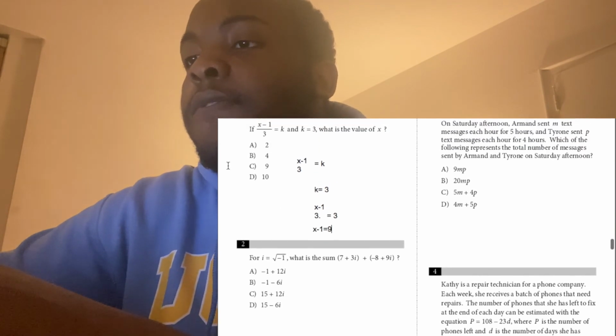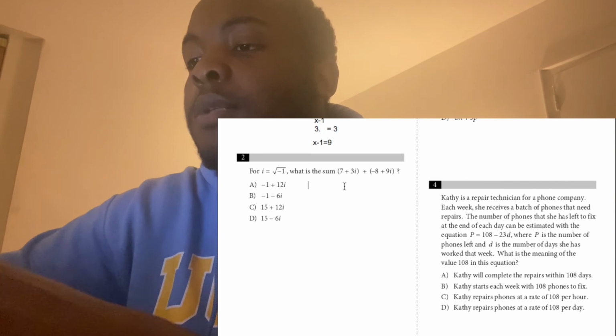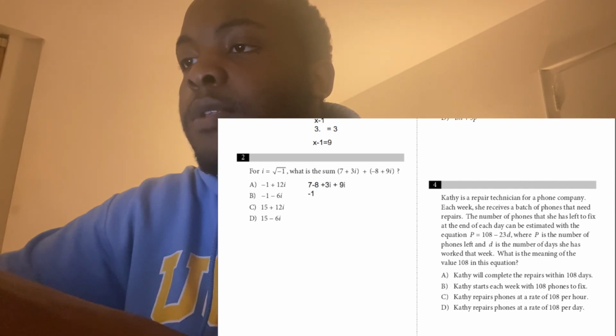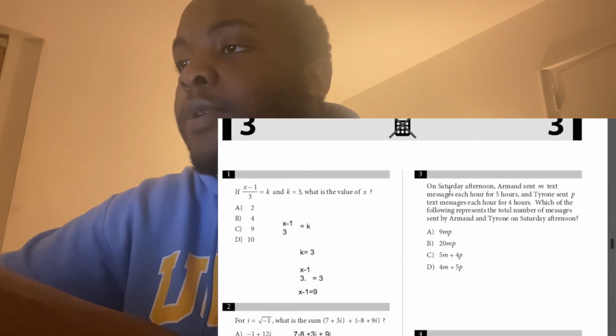All right. For number 2, okay, so over here, you're just going to add like terms. That's going to be 7 minus 8 plus 3i plus 9i. And then you treat the i's like variables. So it's going to give you negative 1 plus 12i. It's A. All right, for number 3, okay, over here, you're just multiplying. Whenever you see each, you're multiplying. So it's going to be 5m plus 4p.